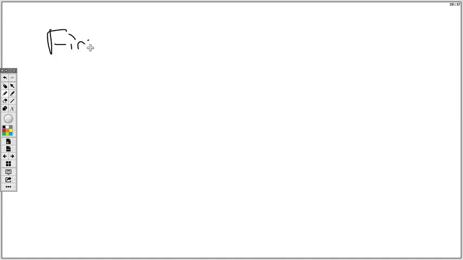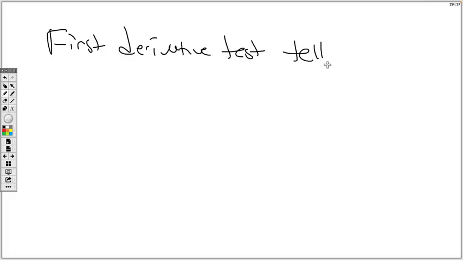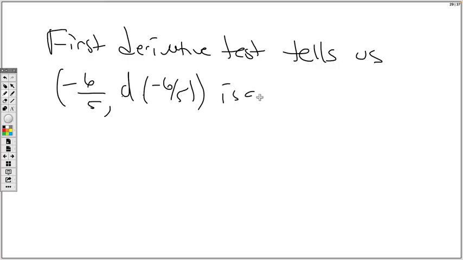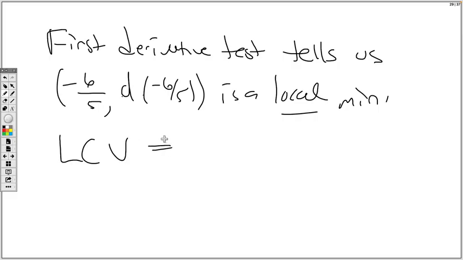So the first derivative test tells us that the point negative 6/5, d of negative 6/5, is a local minimum. The lone critical value property tells us then that this is the absolute minimum. And now we go back to see what they're asking for. Are they asking for the distance to the line? Or are they asking for the point closest to the line? Let's take a look at what they're actually asking for.